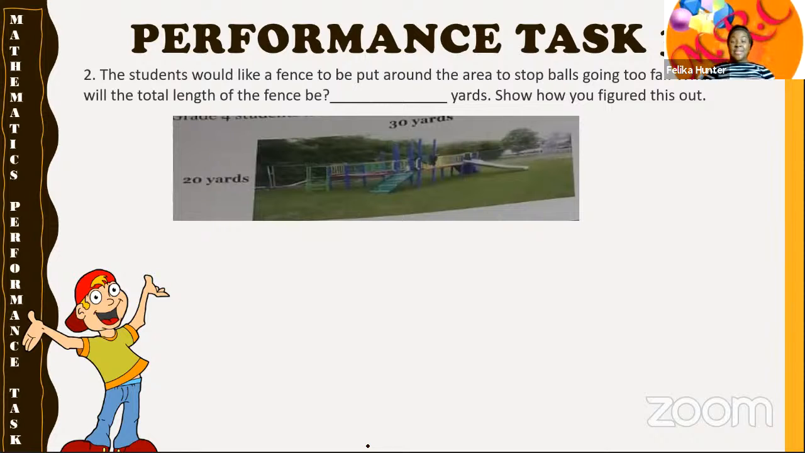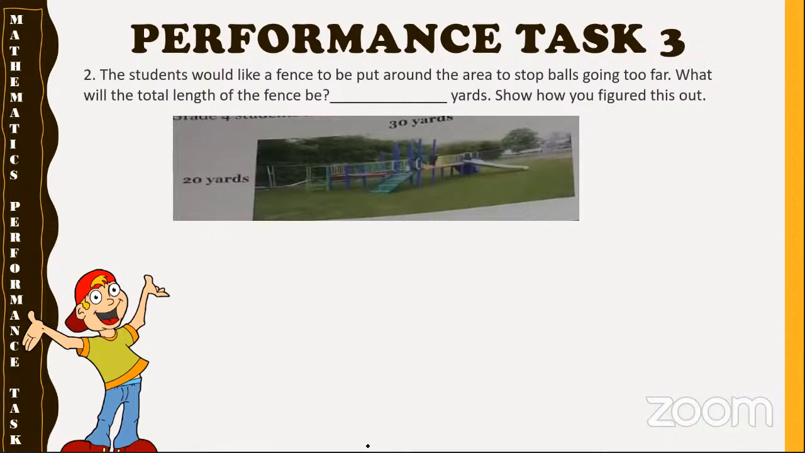All right. So the students want to put a fence around the yard, around the area, their play area. So they want to put a fence right around the play area. What will the total length of the fence be? So when you think about going around, fencing around the play area, which measurement word comes to mind? Anyone can answer? Perimeter. Well done, Shaquan.